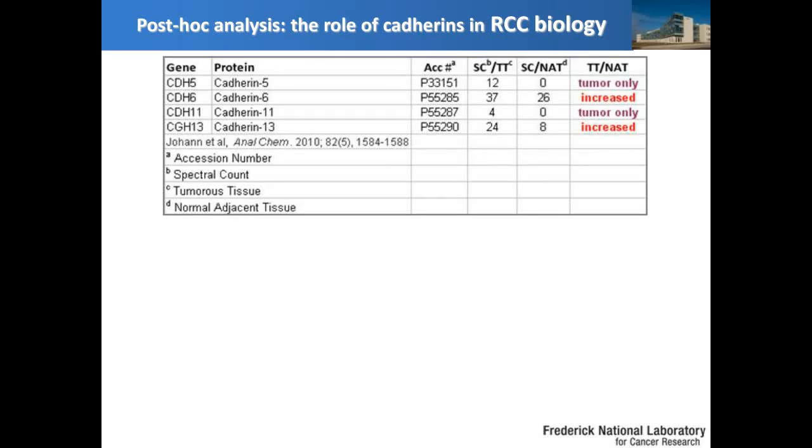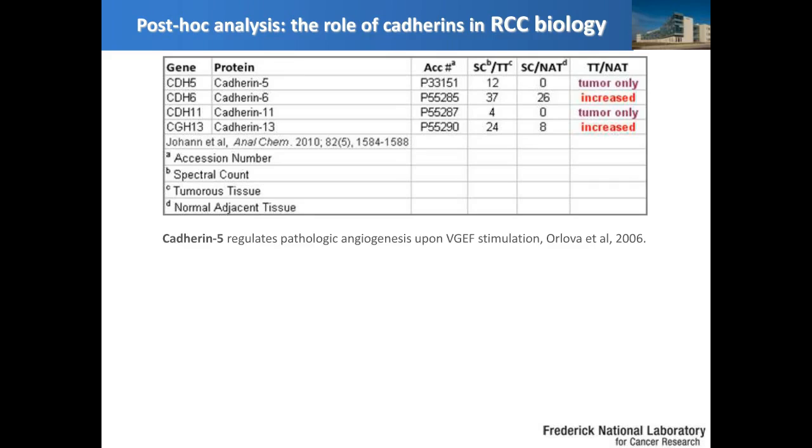So the next thing we wanted to see: what is the role of all these cadherins? In our paper we have shown that cadherin 5 and 11 are found only in tumor. But when we look at the proteins overlapping between normal adjacent tissue and tumor, we also found that cadherin 6 and 13 were increasingly expressed in tumor, based on the spectral count that you see.